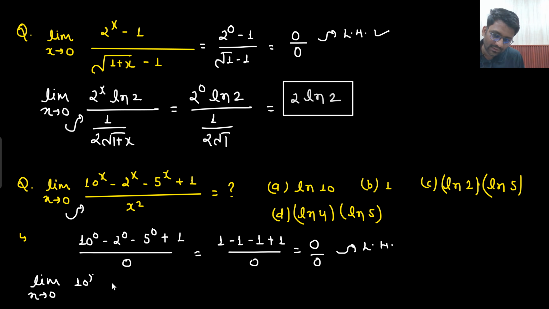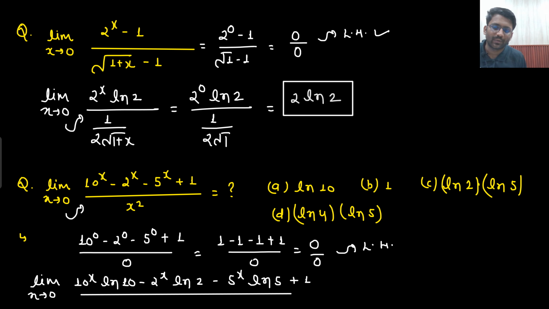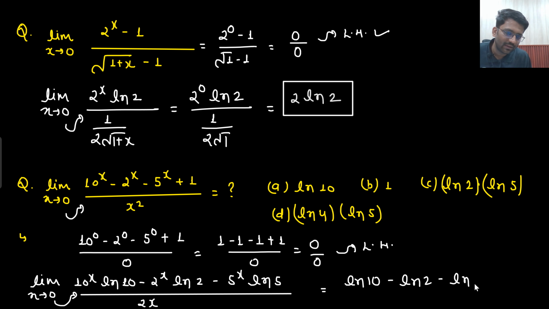So 10 to the power x ln 10 minus 2 to the power x ln 2 minus 5 to the power x ln 5, divided by 2x. Again you will get 0 by 0 form only. Put direct limit. What you will get? 10 to the power 0 is 1 only, so this will be ln 10. Then 2 to the power 0 will be 1 ln 2. The differentiation of 1 is 0, this one will not come. Minus 5 to the power 0 will be ln 5, divided by 2 into 0. Right, so this will become ln 10 minus ln 2 minus ln 5.